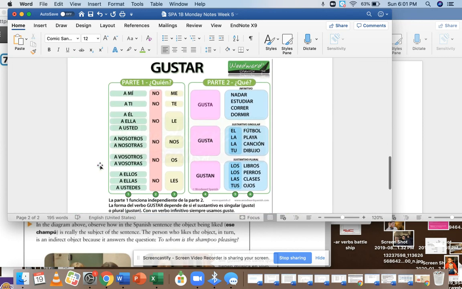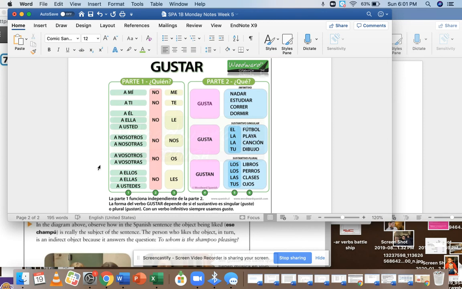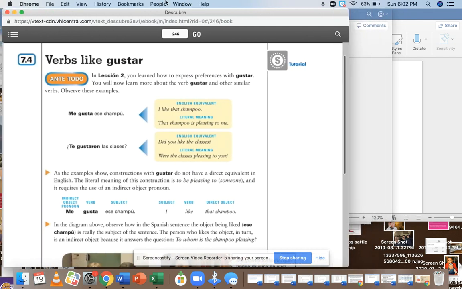I attached this notes package to your tiles. You guys can look at this right here. This is how to design and how to build these verbs like gustar and then other verbs that are used in the same way that are not conjugated like normal verbs.